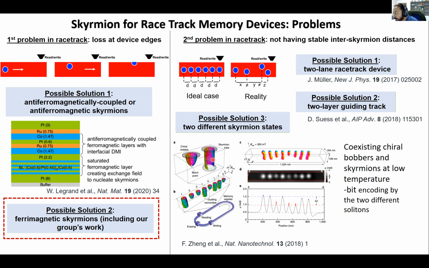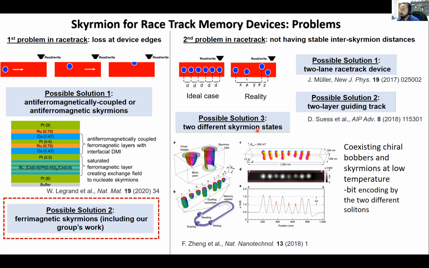Now this was demonstrated in 2018 in a B20 crystal, I think, of iron germanium, where they showed the existence of chiral bobbers and skyrmions together. So both are chiral features, and both of them can be moved around, but one has a lower, let's say, net magnetic surface charge, the other has a higher magnetic surface charge, and therefore you can distinguish between the two when you are reading them. And therefore they can be used to encode zeros and ones.